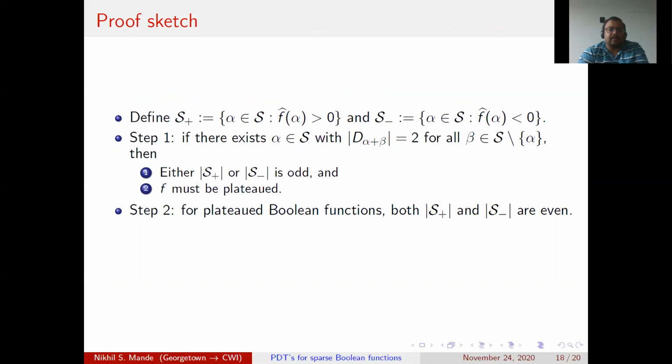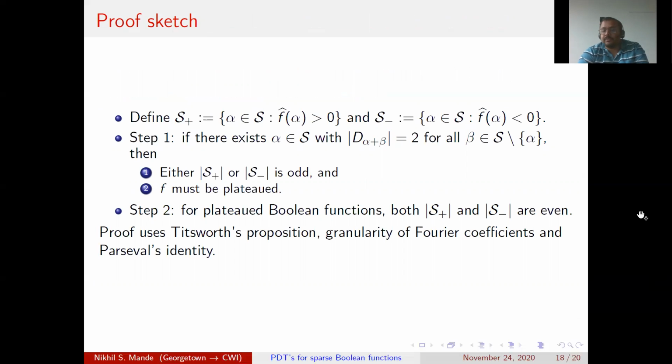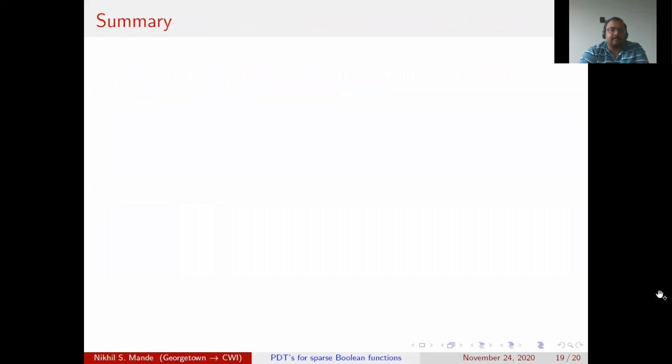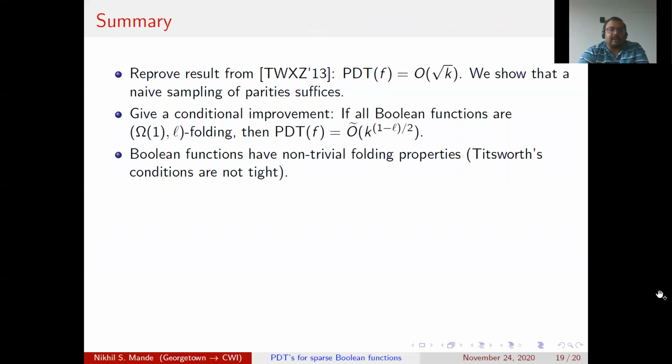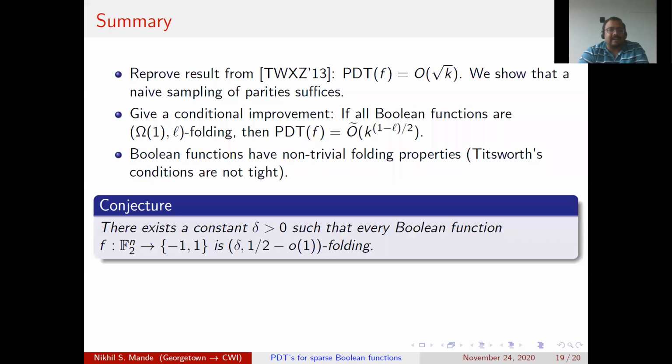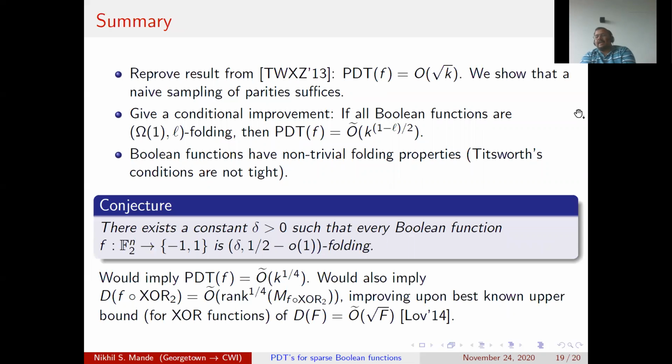And let me not again tell you about the proof sketch, but it involves Dirichlet's proposition, granularity of Fourier coefficients, and Parseval's identity. So it's a fairly first principled proof, this one. Great. And in summary, we reprove a result from Sang et al. And we show that a naive sampling of parity suffices. And we don't need to force the function to a constant after each phase. We just need the bucket complexity to be small.